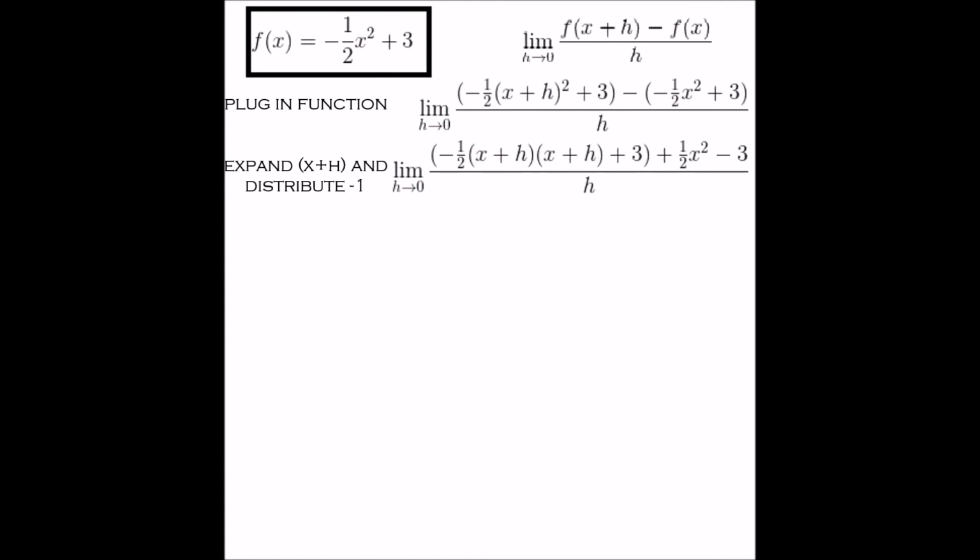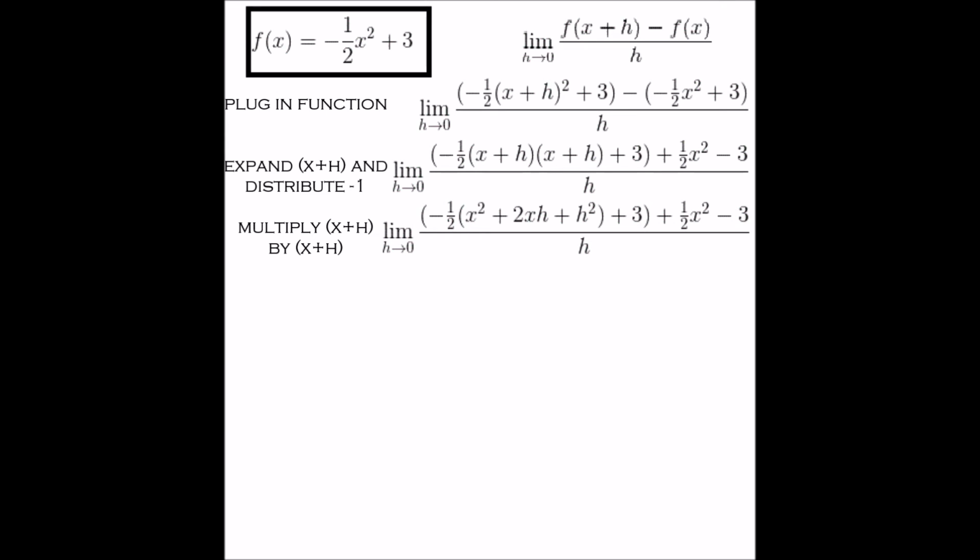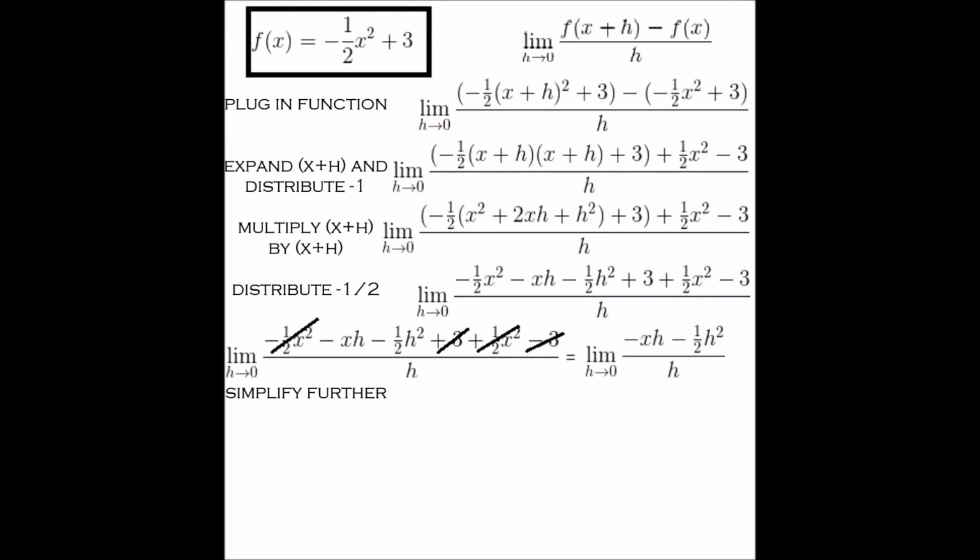Here we just expand the x plus h squared term, and at the same time we distribute the negative 1 into the negative half x squared plus 3. Now we just multiply the x plus h by itself. Then we distribute the negative half into the product. Because the negative half x squared cancels with the positive half x squared, and the positive 3 cancels with the negative 3, the limit is simplified even more.